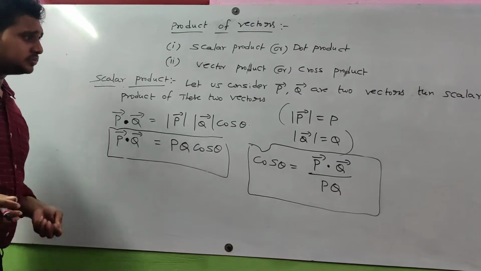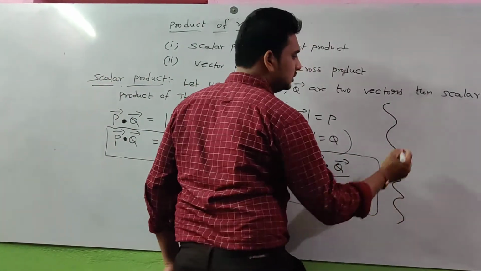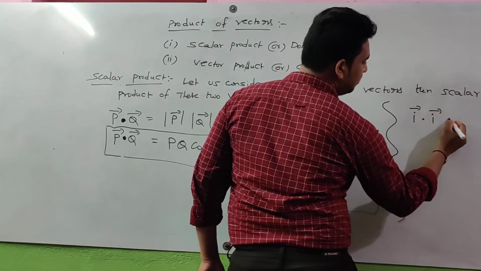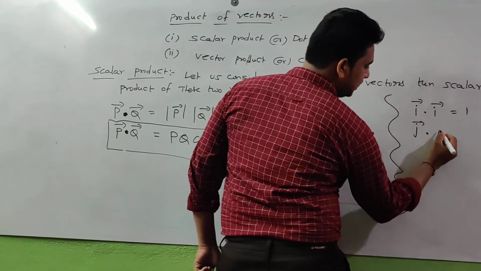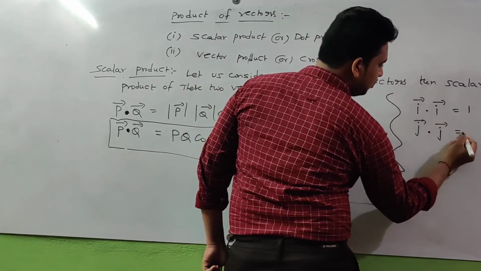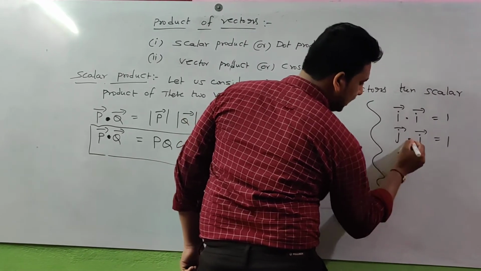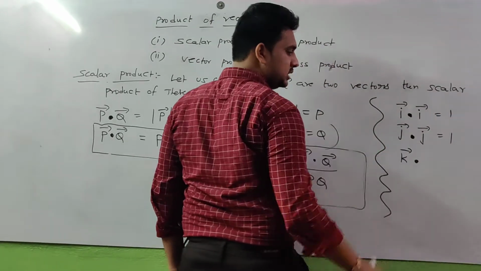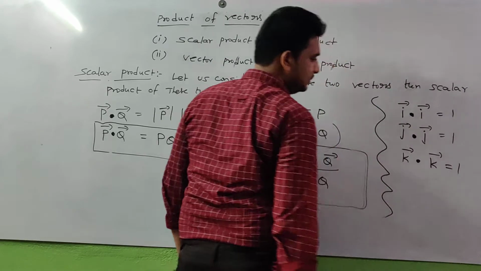Now, one more set of important formulas. I bar dot I bar is equal to 1, J bar dot J bar is equal to 1, and K bar dot K bar is equal to 1.